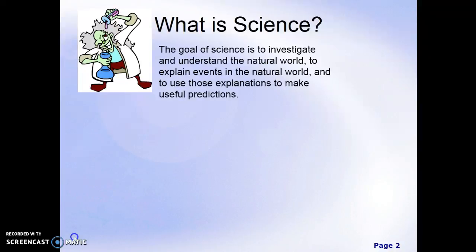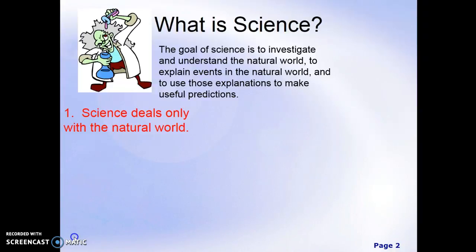The goal of science is going to be to investigate and to understand the natural world and explain the events of the natural world. And then we're going to use those explanations to make some useful predictions or inferences. And we're going to talk a lot about observations versus inferences. We're going to talk a little bit about those later, right before we start doing lots of labs. We're going to do an activity with that. So we're going to look at the difference between predictions, observations, and inferences.